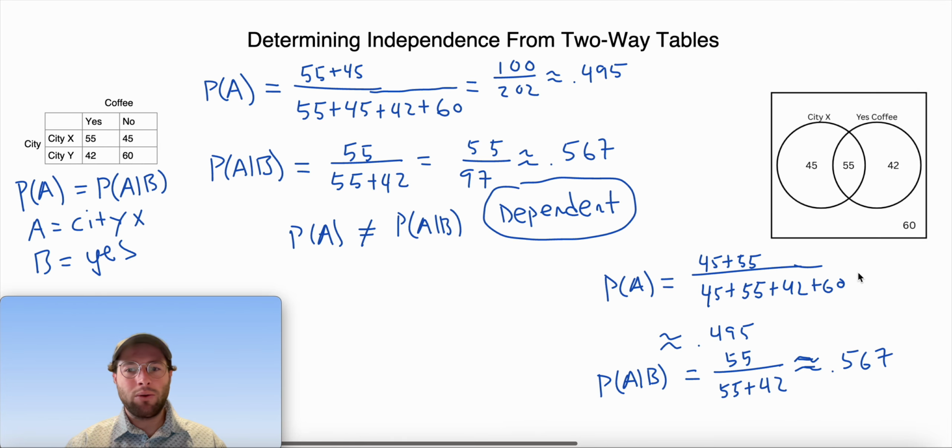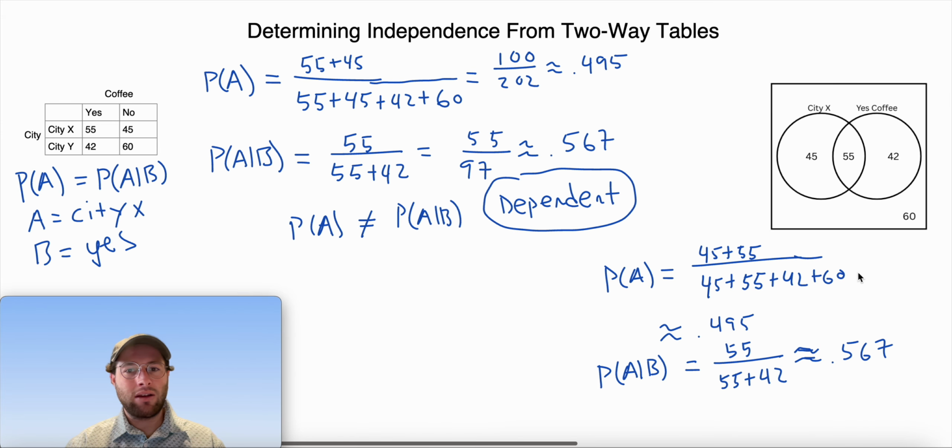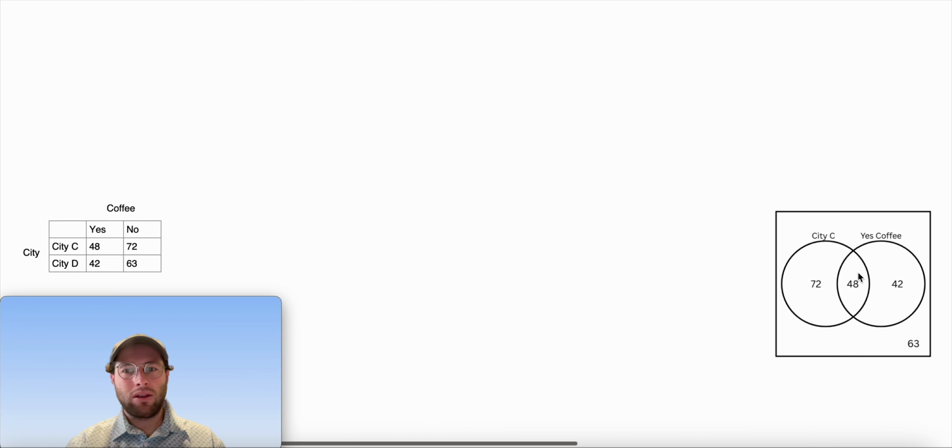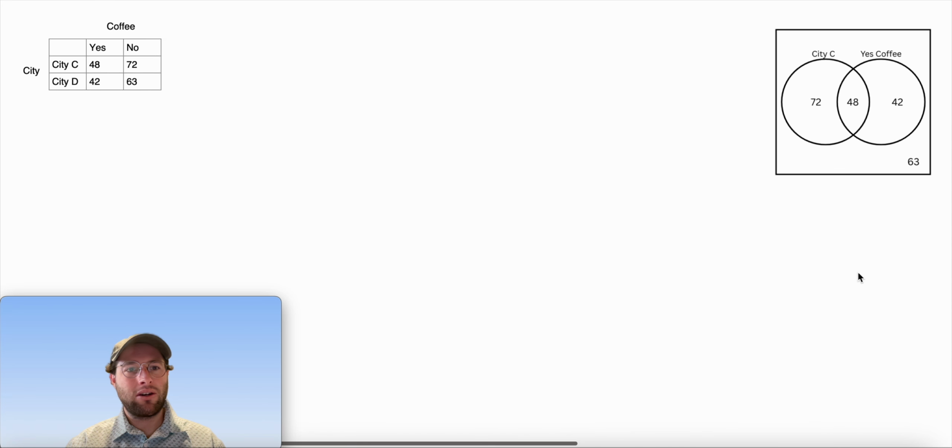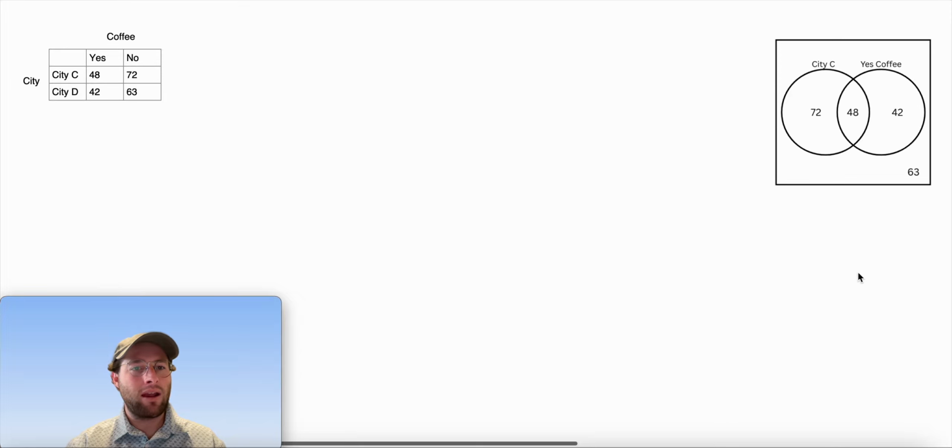All right, so now let's go over an example that's slightly different. We're going to imagine the same scenario. So we went around, we did a survey. We had some people from city C, some people from city D, and we were asking them whether they drink coffee or not.